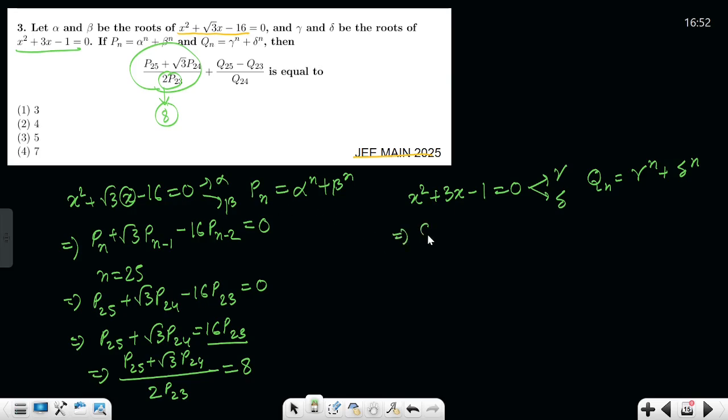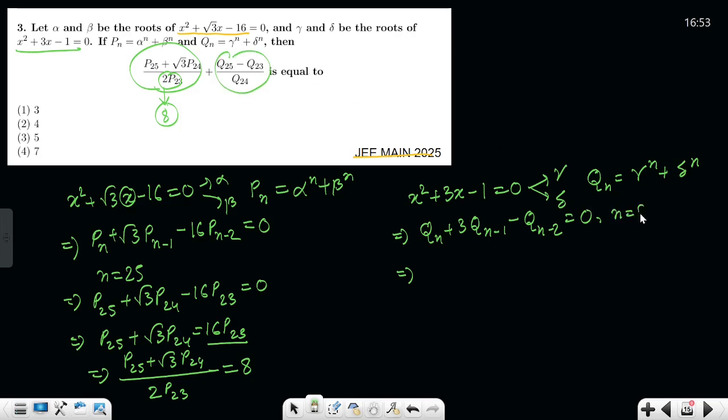So it will be Qn plus 3 Qn minus 1 minus 1 into 1. So this is 1 already, so we can use Qn minus 2 directly here. Okay, this is equal to 0. Clear? So now we need to find again, if we put n equal to 25, because here this is 25, 24, 23 again.